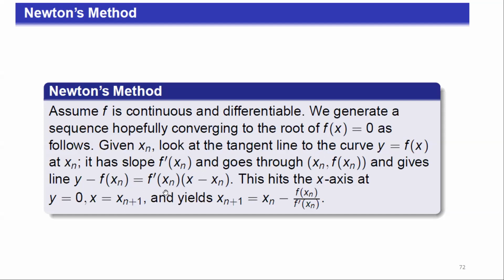So we do our point slope form for the line. We see where it hits the x-axis. When it hits the x-axis, what's the value of y? 0. So when we put in y equals 0, the value of x that makes y equals 0, we'll call that xn plus 1, our next guess. And when we do a little bit of algebra, we get the following formula.